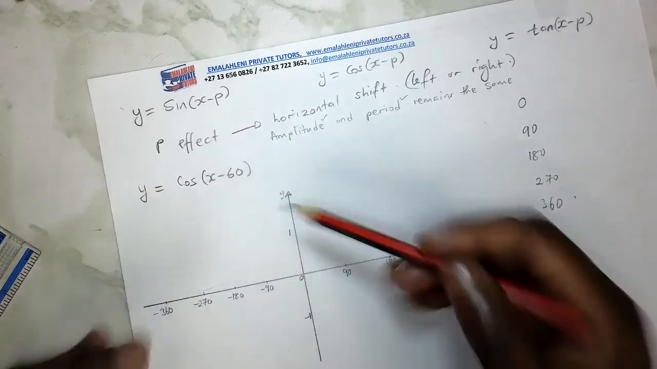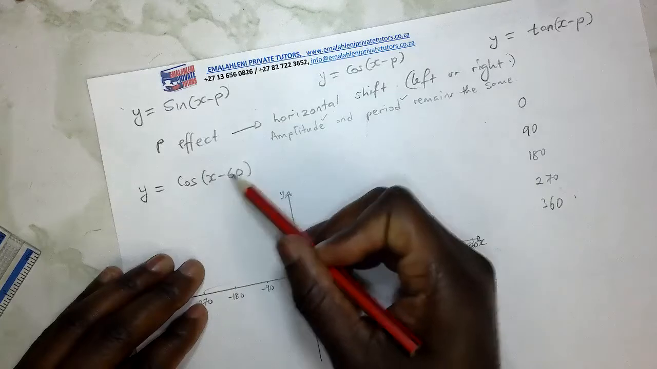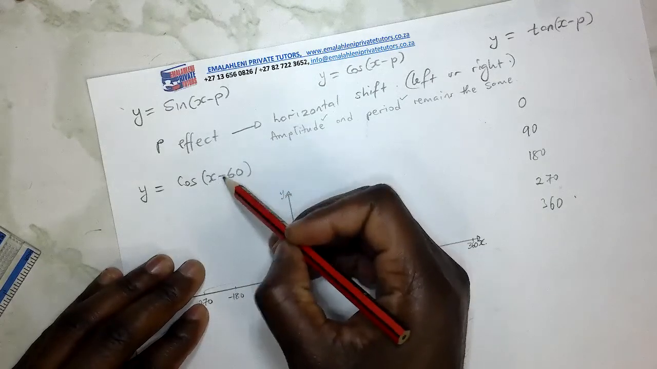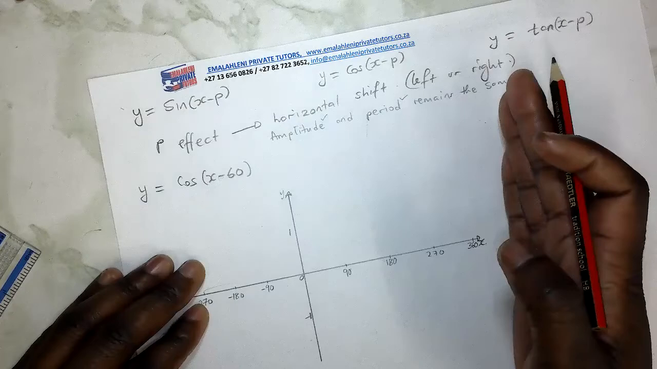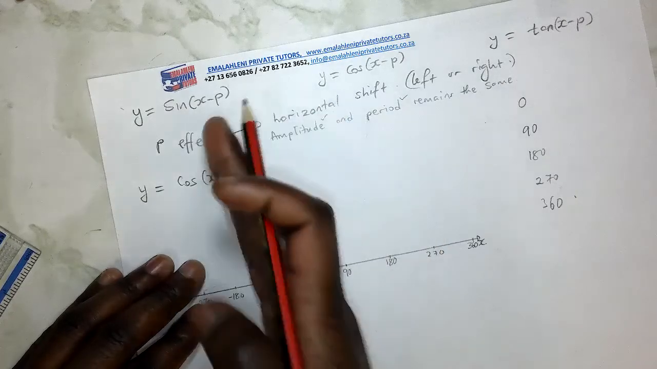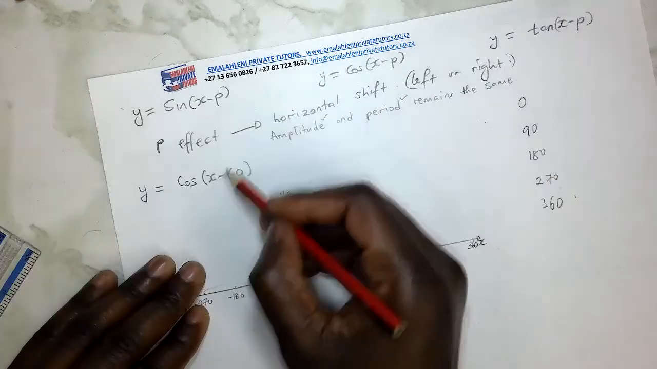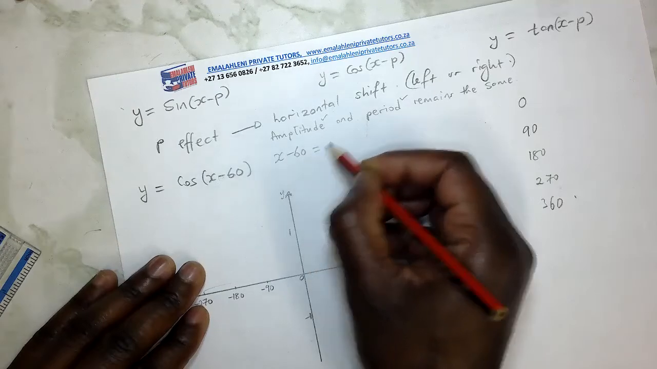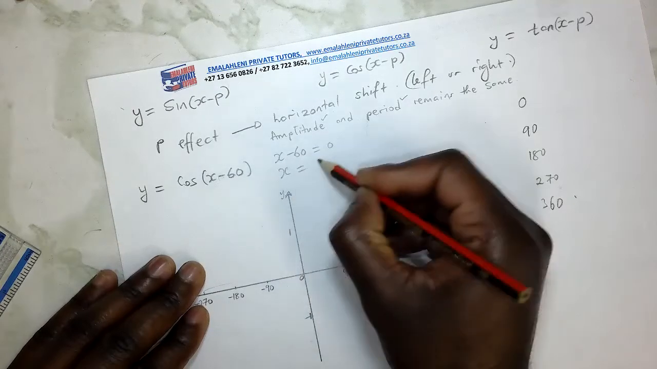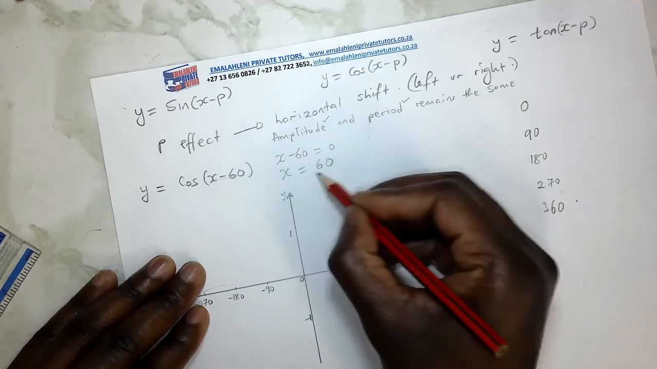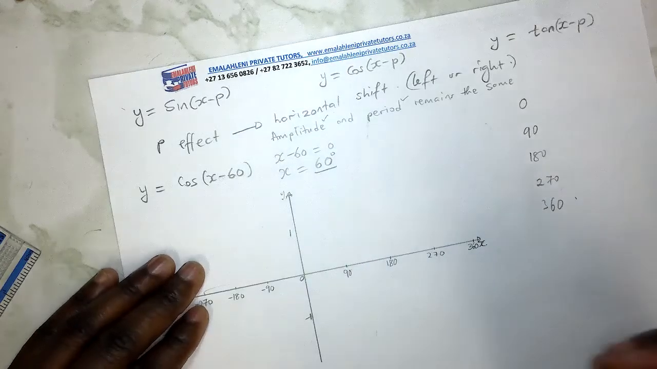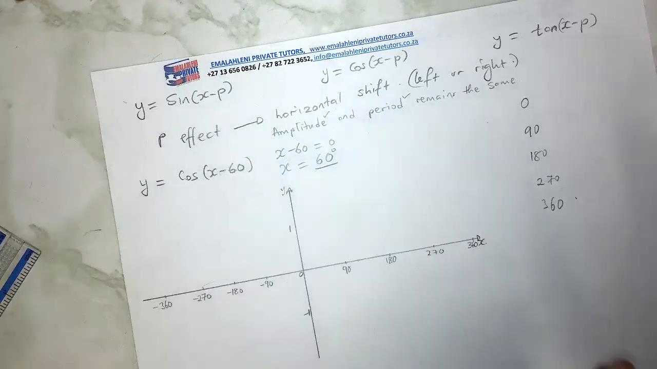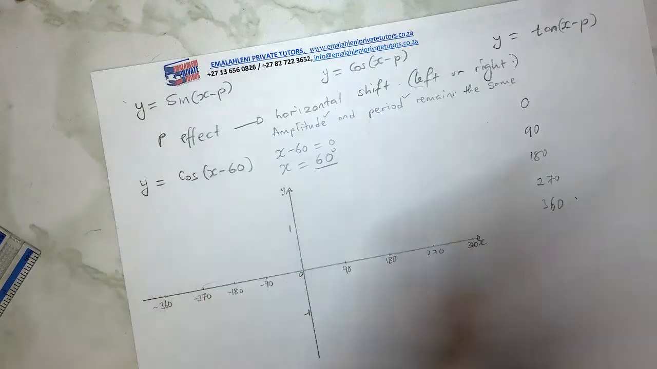Now, what are we having here? For our graph, to find the shift: when you have a negative here, you are shifting it to the right. When you have a positive, you are shifting it to the left, because we need to get a 0. For us to get a 0, we say x minus 60 equals 0. X is going to be equal to 60. So actually we are shifting our graph 60 degrees to the right. Everything we are shifting to the right by 60.